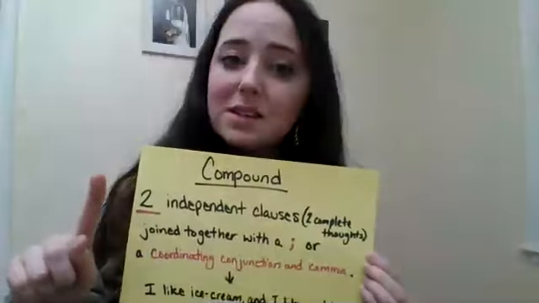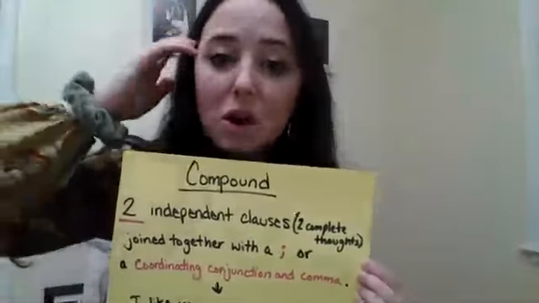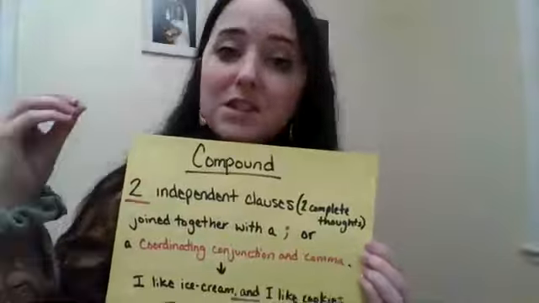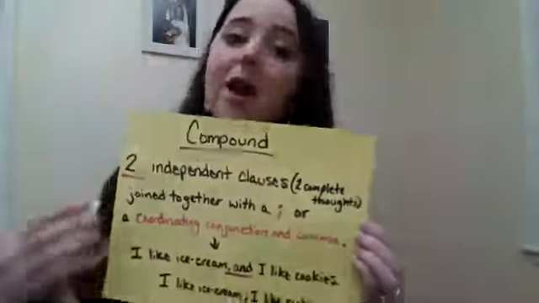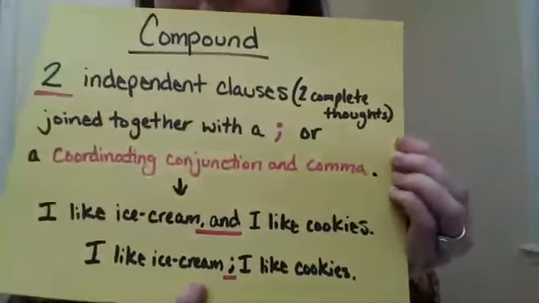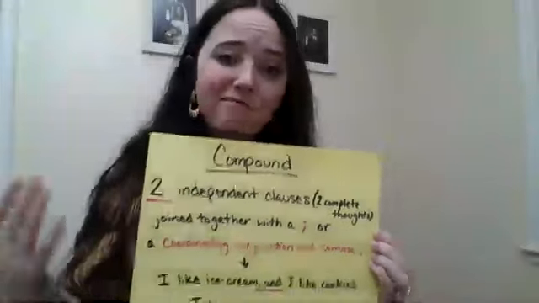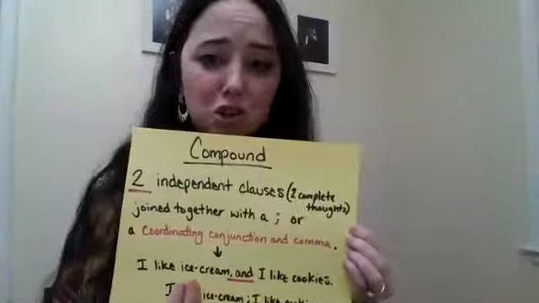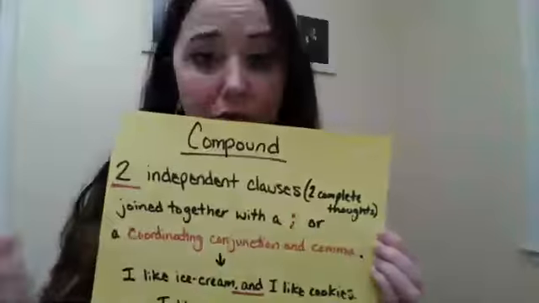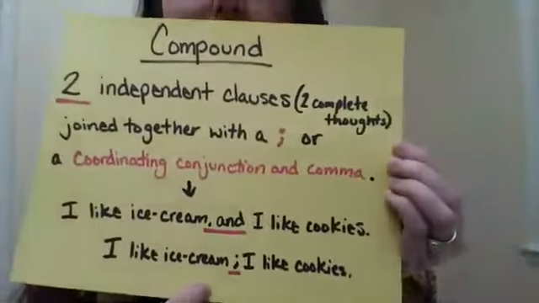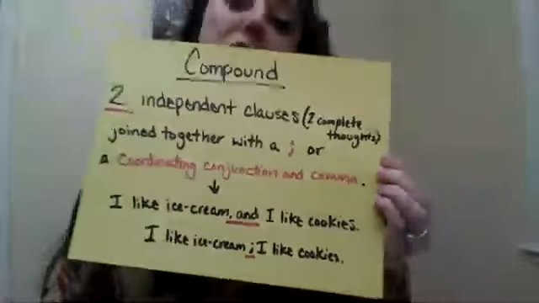There's another way to make a compound sentence, and it's by joining two complete thoughts, two independent clauses together using a semicolon, and I have that example as well. I like ice cream, semicolon. I like cookies. Would I say it like that? I probably use the coordinating conjunction and the comma here, but you can do it this way. It's grammatically correct. I like ice cream, semicolon. I like cookies. What can I say? I like ice cream. I like cookies. Period. Okay, so that's a compound sentence.